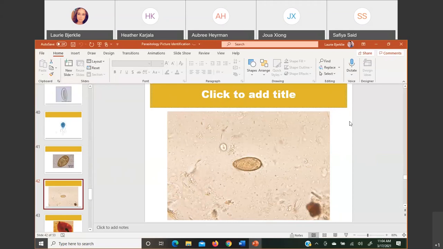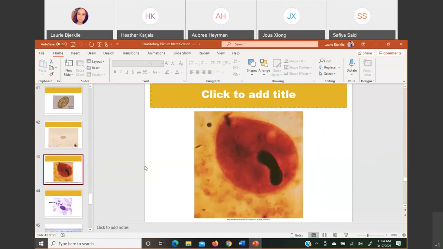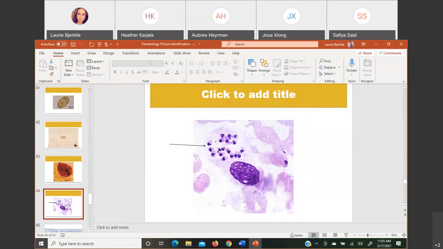Yes, very good. This is Clonorchis sinensis, which is our Chinese liver fluke. Good. This is B. coli, Balantidium coli. Again, known for the very large kidney bean-shaped macronucleus that it has. Yes, definitely Leishmania again here.